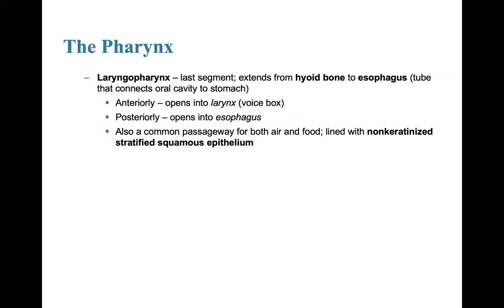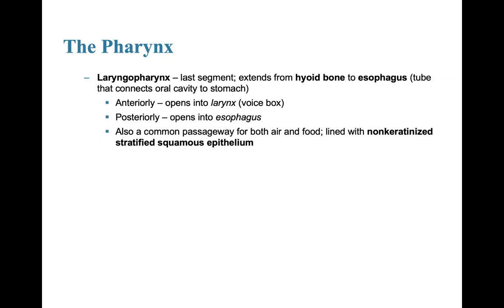The third and final segment of the pharynx is called the laryngopharynx, and this will extend from the hyoid bone to the esophagus. The esophagus is going to be the tube that connects the oral cavity to the stomach. Anteriorly, the laryngopharynx will open into the larynx, which is your voice box, and is going to be the conduit into the trachea. Posteriorly, it would open up into the esophagus, which is going to go down the GI tract.